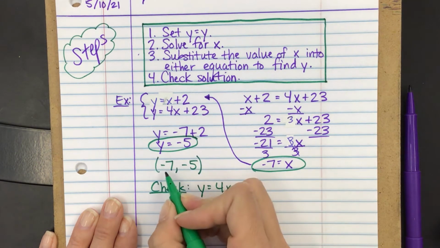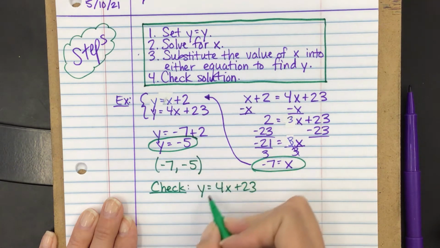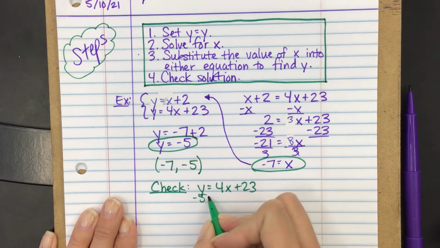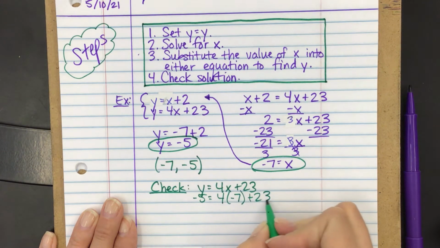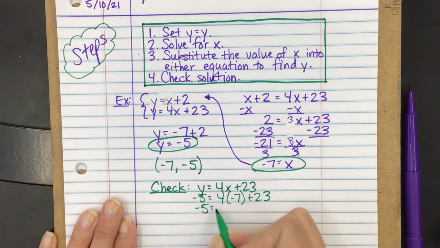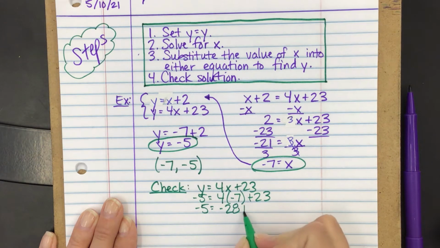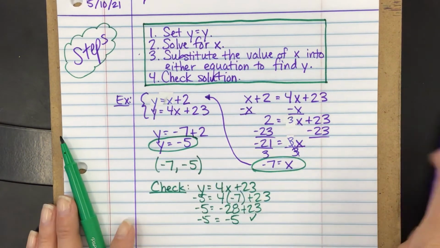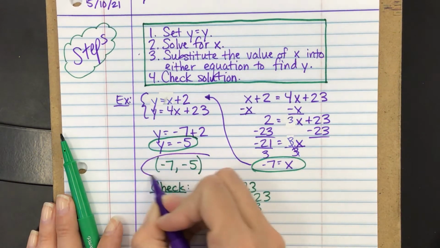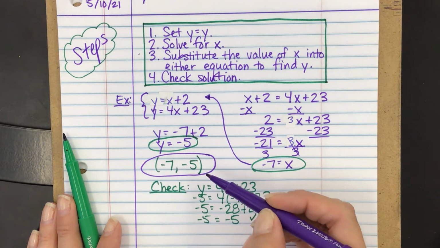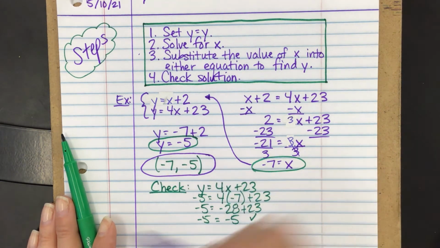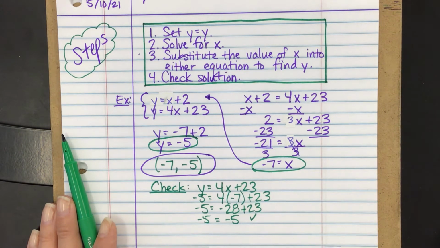Okay, so I'm going to plug in -7 for x, -5 for y. Yeah, and it works. So this is the solution to that system of linear equations. If we were to graph it, we would have found that point of intersection, but we were able to find it algebraically without graphing.